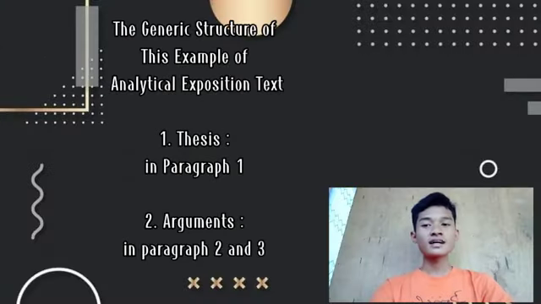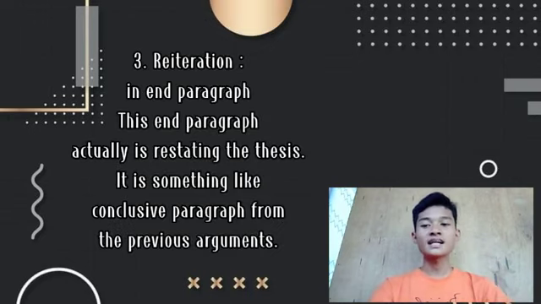The generic structure of this example of Analytical Exposition Text. Number 1. Thesis. Thesis in paragraph 1. Number 2. Arguments. Arguments in paragraph 2 and 3. Number 3. Reiteration. Reiteration in end paragraph.